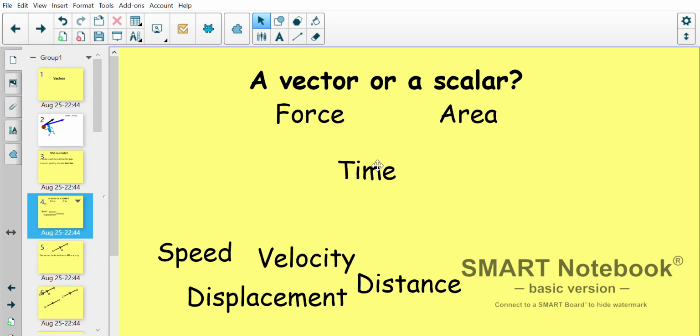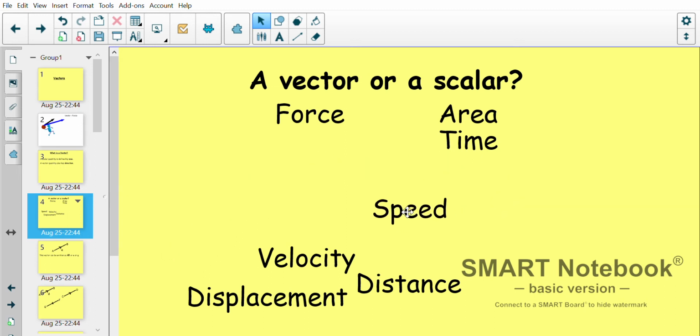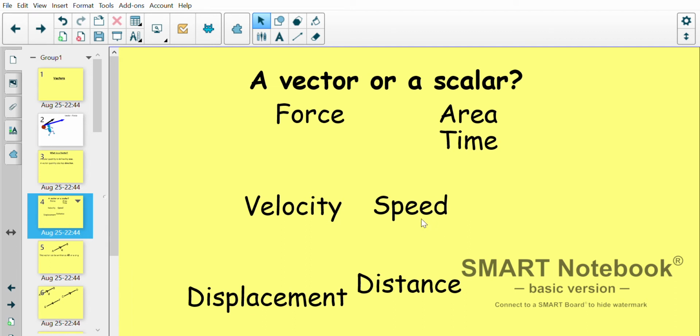Time, I'll say it's a debatable one only because of time travel, but in general, time is scalar. We talk about 6 minutes. We talk about 30 hours. We're not talking about going forwards and backwards. Now, speed. Speed is something we've come across before, and it goes hand in hand with velocity. So speed is something that we've done in speed distance time, and again, when you think about how you wrote your answers for that, you just wrote 25 miles per hour.